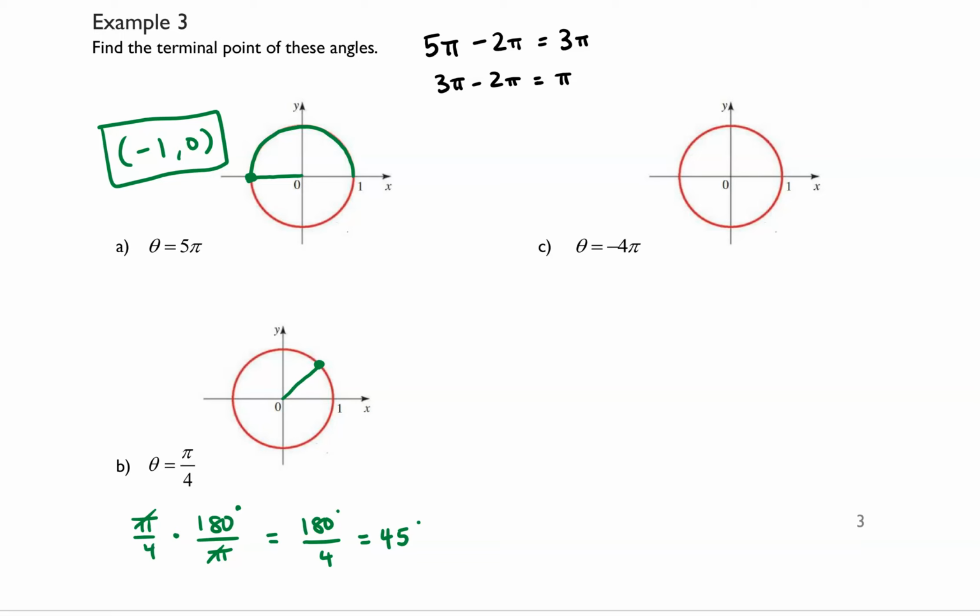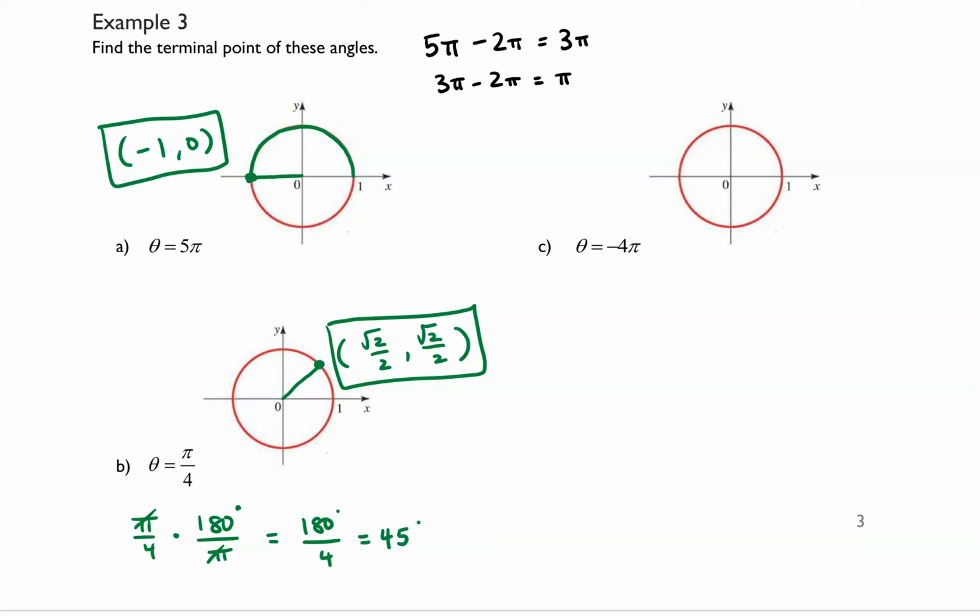And this is one of those special angles that we graphed earlier, and the terminal point that's associated with this angle is square root of 2 over 2, square root of 2 over 2. So that's our answer for part B.